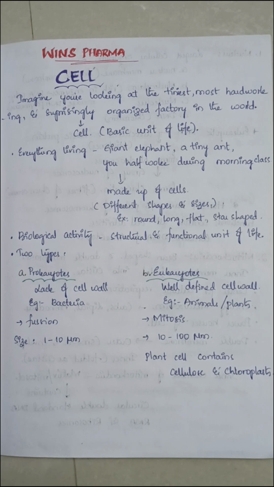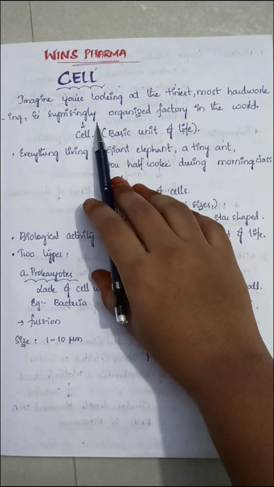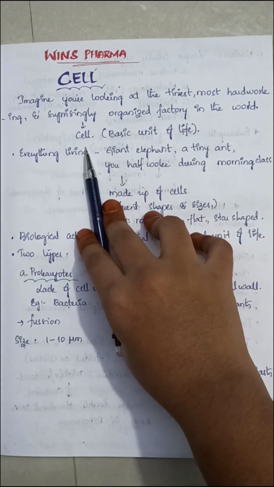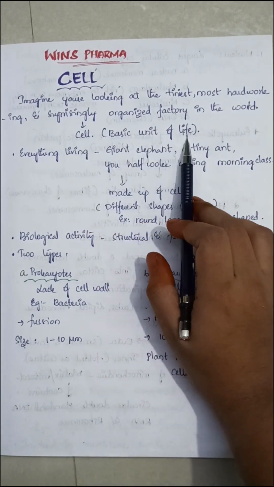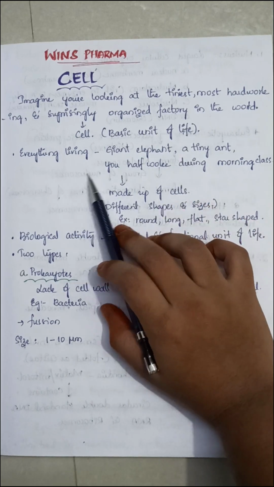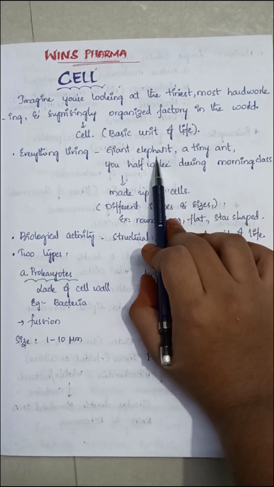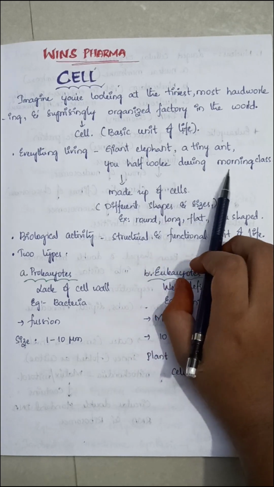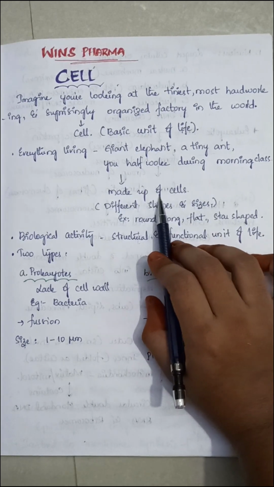What is a cell? Why do we call a cell the basic unit of life? For example, imagine you are looking into the tiniest, most hardworking and surprisingly organized factory in the world. That is called a cell. So we call it the basic unit of life. Every living thing, like a giant elephant or an ant, and even your morning glass of milk, is made up of cells.